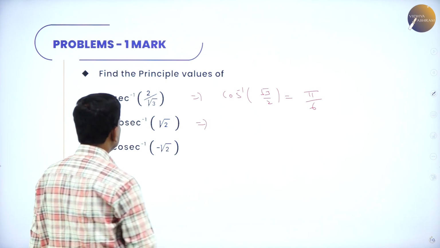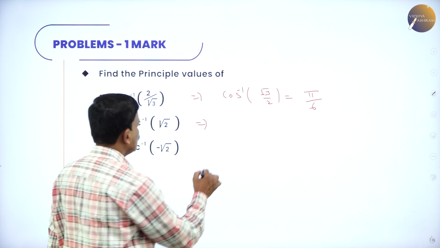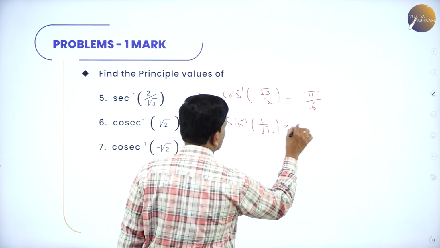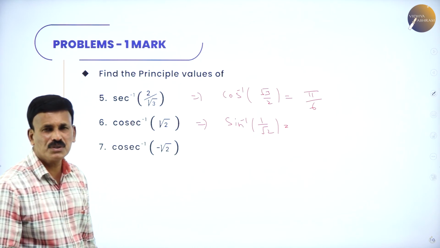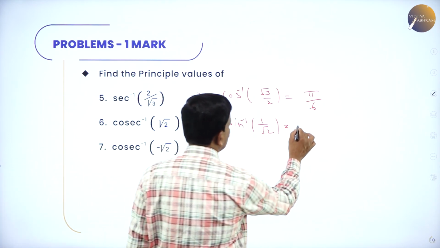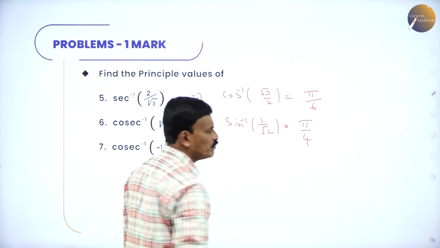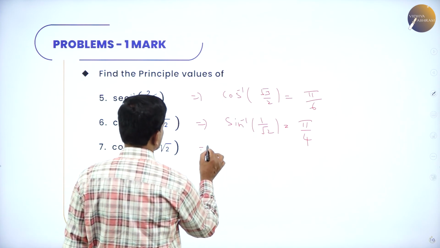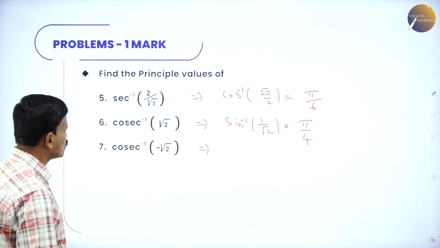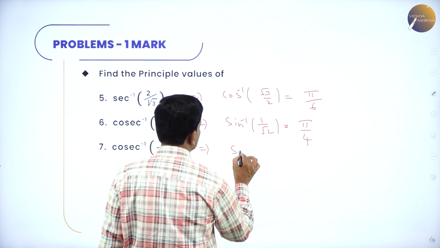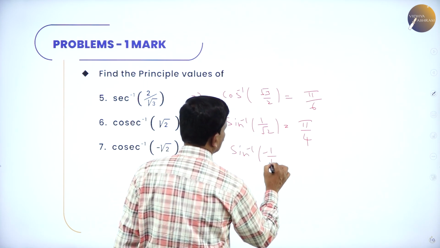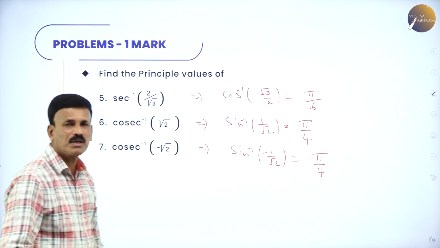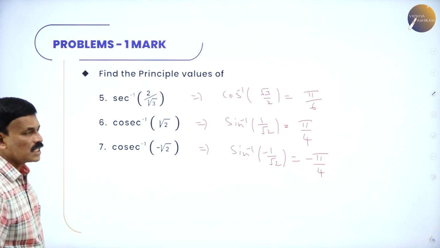Cosecant inverse root 2 can be written as sin inverse of 1 by root 2. These are all reciprocal relations. Sin inverse 1 by root 2 is nothing but 45 degrees, because sin 45 is equal to 1 by root 2, pi by 4. Now come to cosecant inverse of minus root 2. It can also be written as sin inverse of minus 1 by root 2, which is minus pi by 4. Okay, these are the ratios.